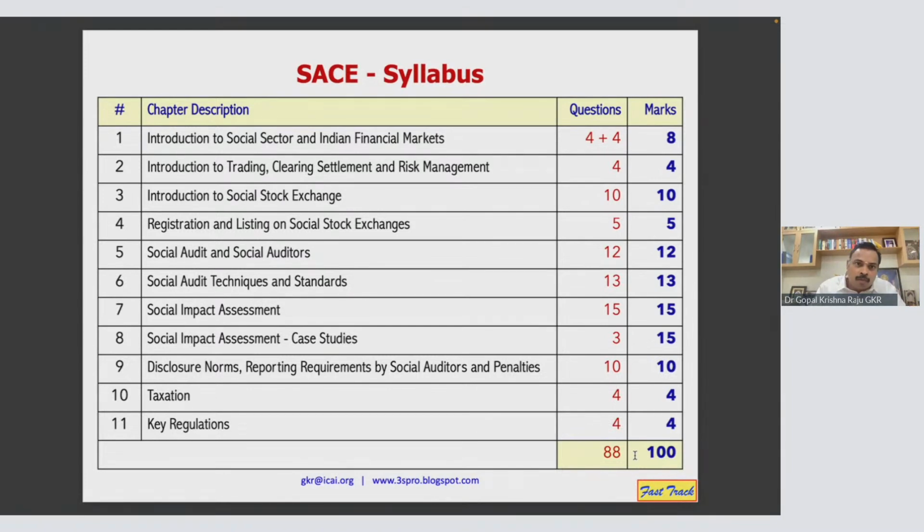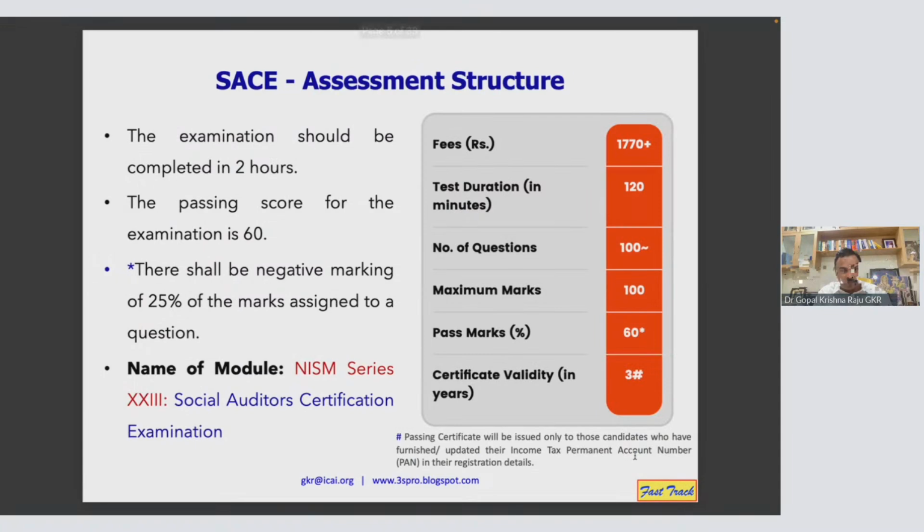But I want to make one point very clear: you will have negative marking of 0.25. So for every wrong answer you pick, you lose 25% of the marks for a right answer. Therefore, you have to be quite careful when you choose the answer. Unless you are confident of the answer, never choose it. This is a point to be noted.